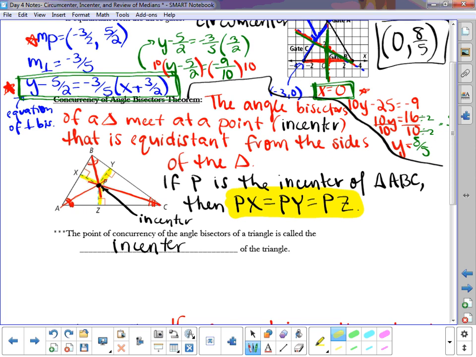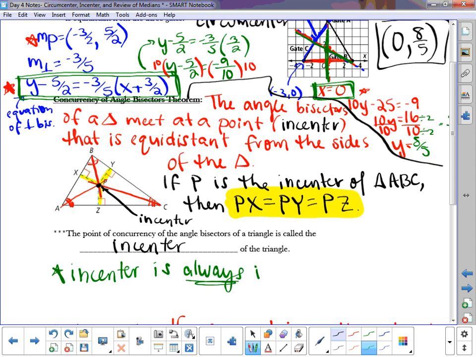Alright, now a key thing here, we have with our circumcenter that we looked at acute triangles, right triangles, and obtuse triangles. Well, for the angle bisectors, meaning that the incenter, it actually has a unique property that the incenter is always going to be inside of the triangle. So let's just go and write that as a note here. Incenter is always inside the triangle. So the incenter is always inside the triangle.